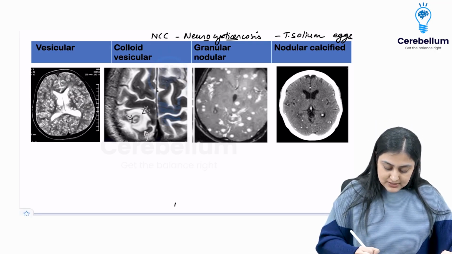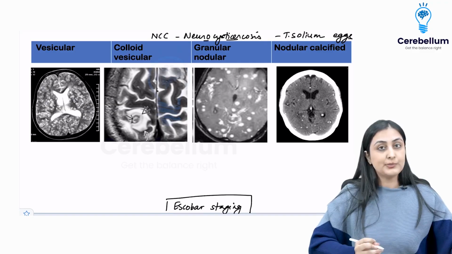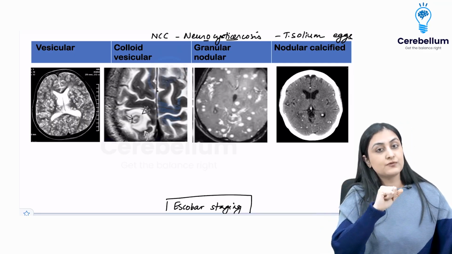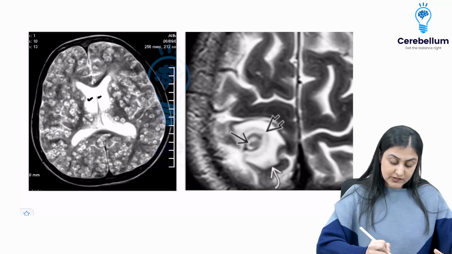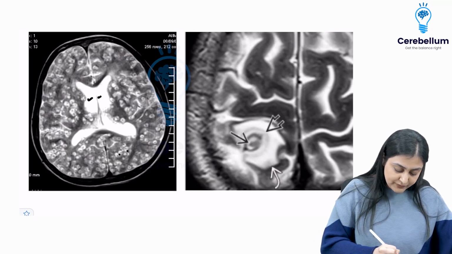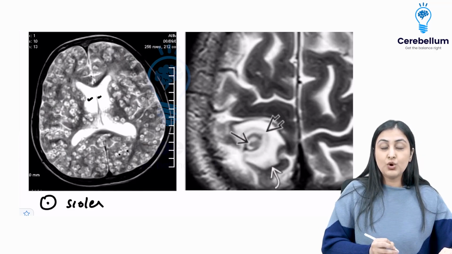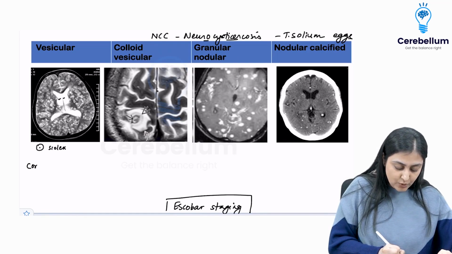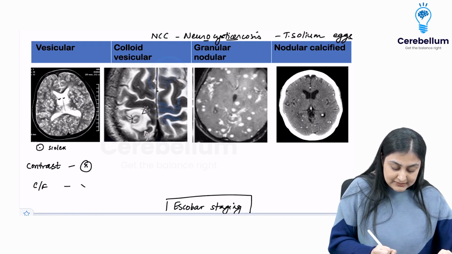So this staging system that you are seeing here is called the Escobar staging. Along with the staging, I'm going to show you the radiological appearance as well. So in the vesicular stage, you're going to have these fluid filled lesions throughout the brain. You can see this is a T2 weighted MR because the ventricles are white. Water is white. So you can see that there are so many fluid filled lesions with a central scolex. In the first stage, we do not have the inflammatory activity which has started as yet. So here, if we do give contrast, is there going to be any enhancement? No, there is no enhancement.